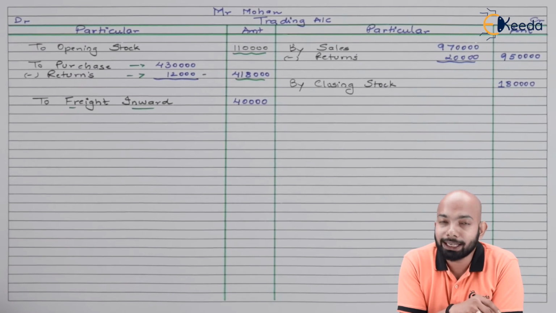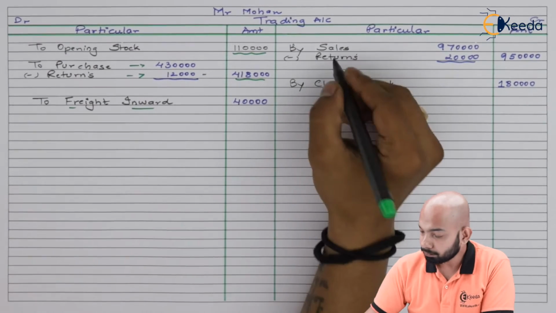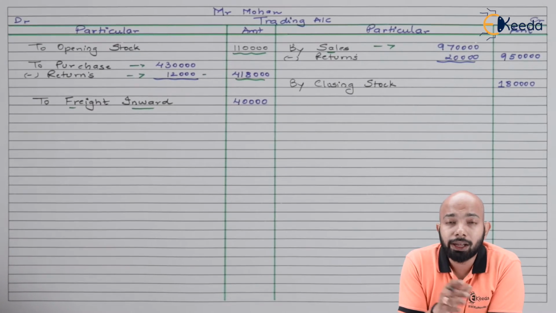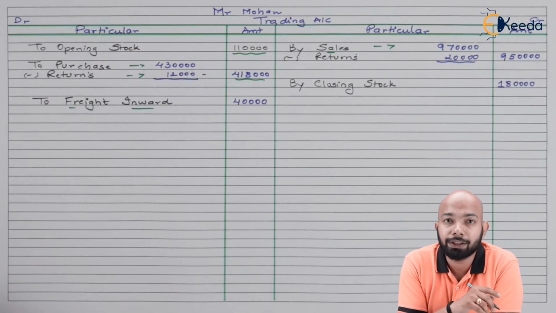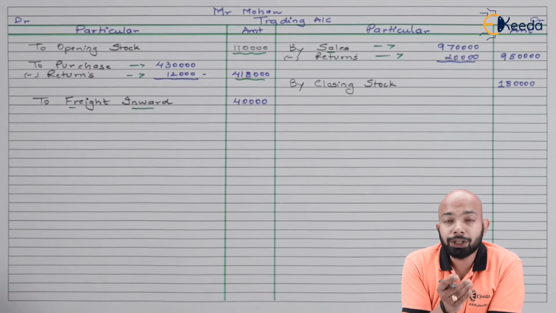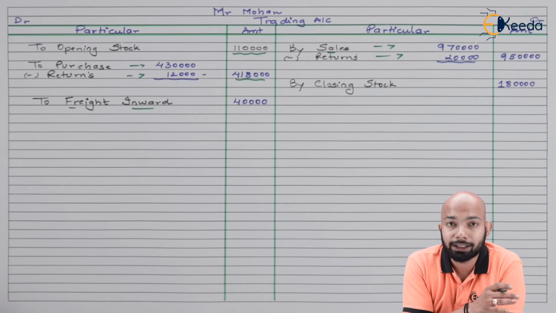Now, we'll move on to the next part, that is the credit side of the trading account, where we'll first take into consideration the gross sales. It has been mentioned as 9,70,000 and the returns here, or rather sales return, amounts to 20,000. So the total amount that will be taken outside is 9,50,000. After which the closing stock has been taken into consideration, which is 1,87,000 again.